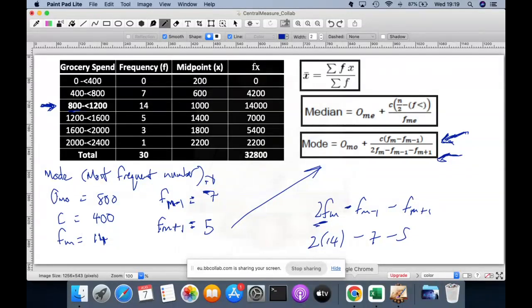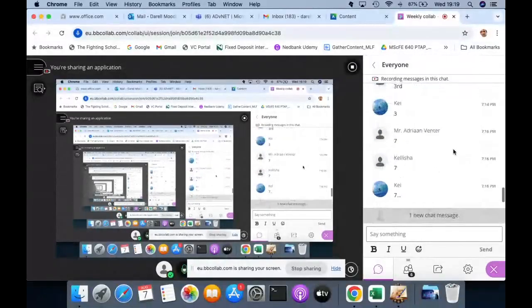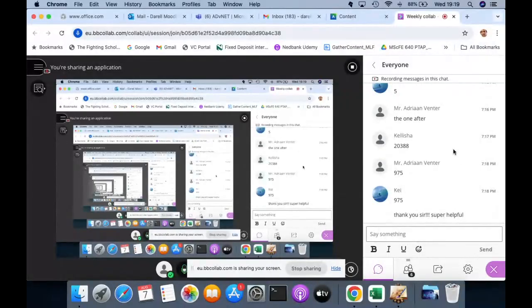All right, that is it, everyone. That is central measures. You now know how to do it for ungrouped data as well as grouped data. Are there any questions? All good? No problem. I'm glad.